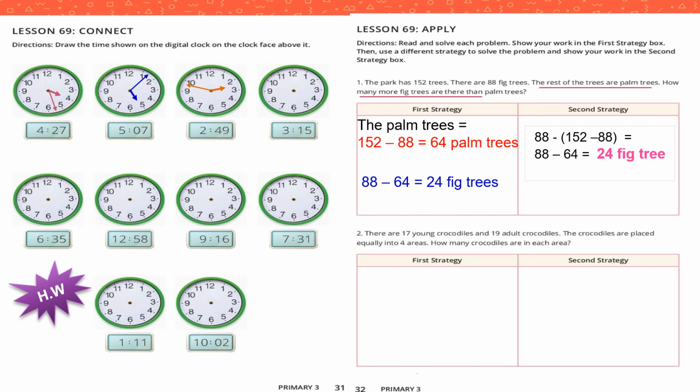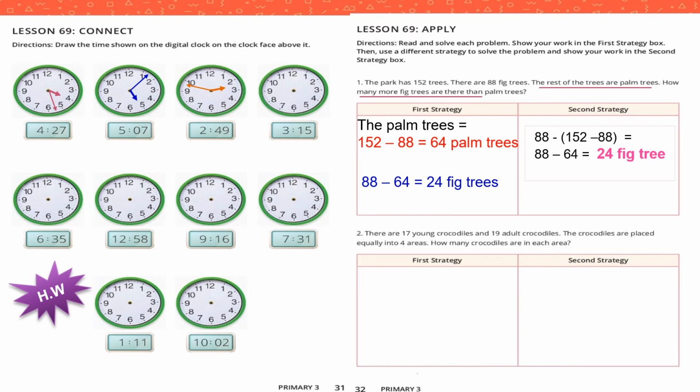Number 2, the second story problem. There are 17 young crocodiles and 19 adult crocodiles. Young means small, and adult means big, okay? They are the same. So I have 17 young and 19 adult. The crocodiles are placed equally into four areas, okay? I put all of them in 4 areas equally.